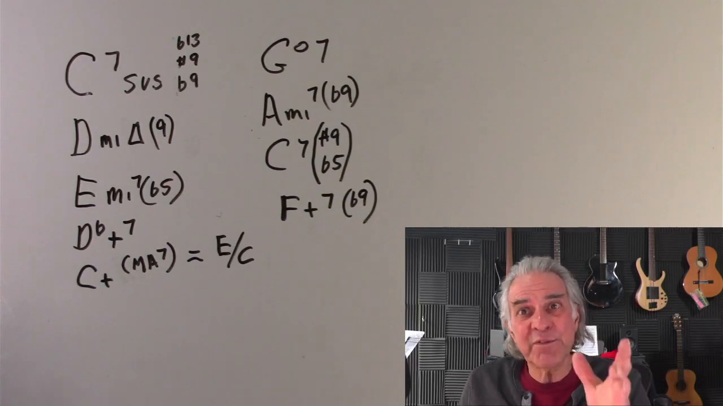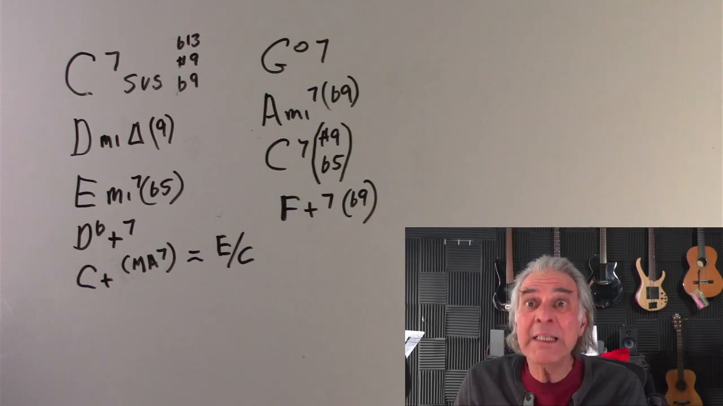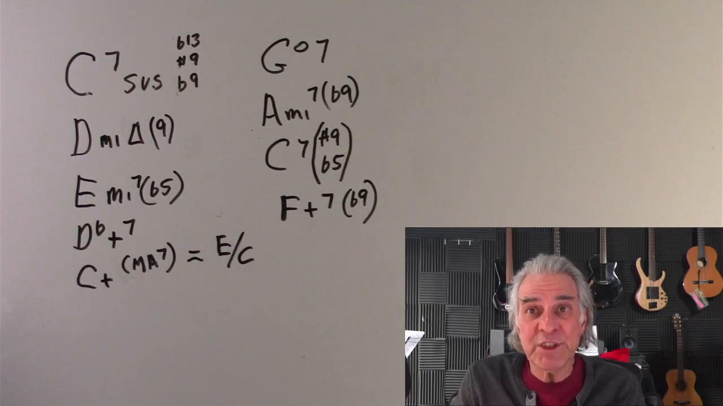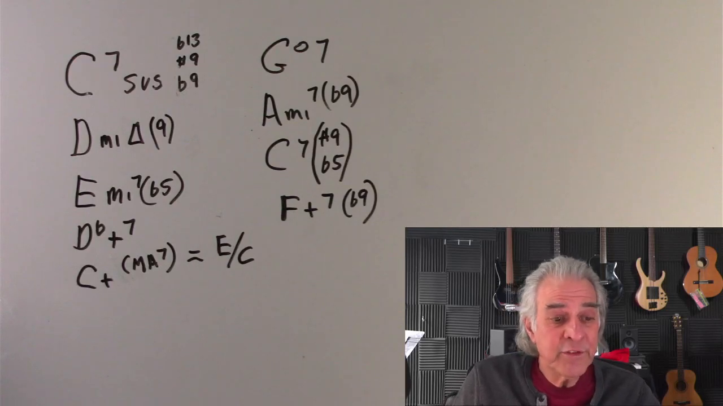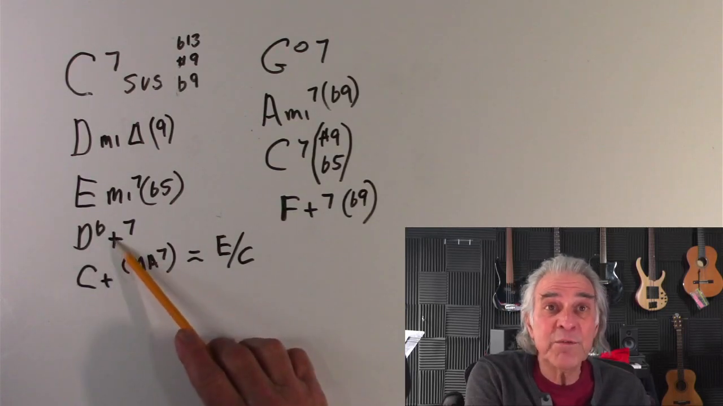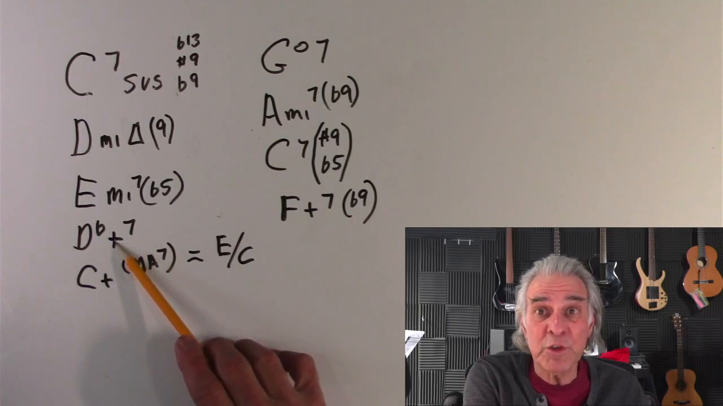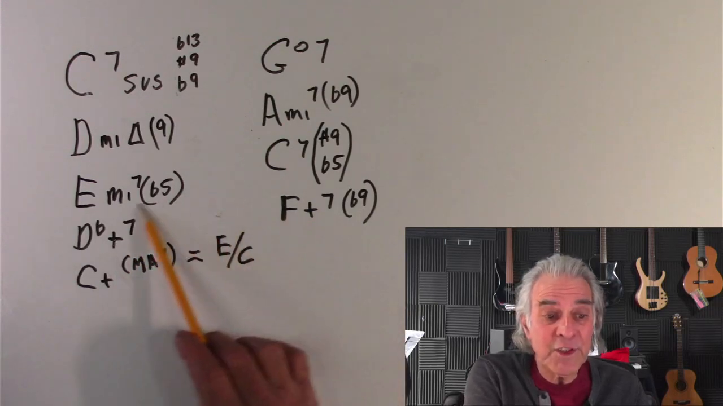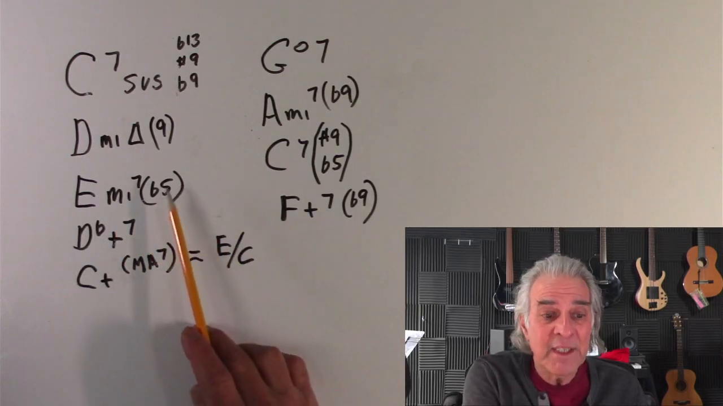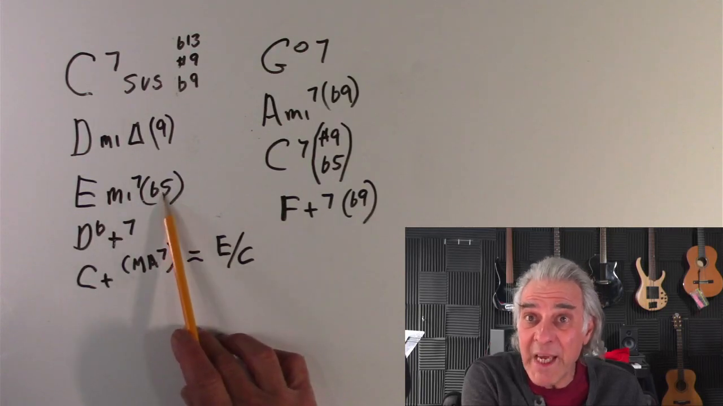Now we can add a fifth here. We know that because the fifth is implied in the chord unless it is sharped or flatted, in which case it would be an augmented fifth or a diminished fifth. So over here we have a D flat augmented 7. That plus tells you that the fifth has to be sharped. And over here on this E minor 7 flat 5, this chord tells you the 5 has to be flatted.